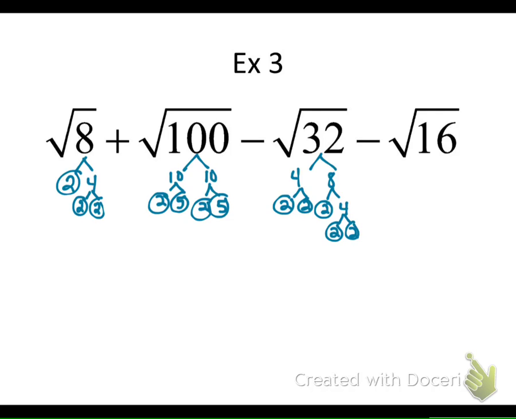Okay. And then the 16. Michael, go ahead and factor the 16 for me. You're going too fast. I haven't started. That's okay. Factor the 16 for me. 8 and 2. Okay. Then what? 4 and 2. Okay. 2 and 2. All right. So go ahead and get that down.